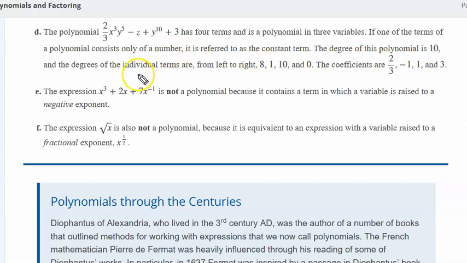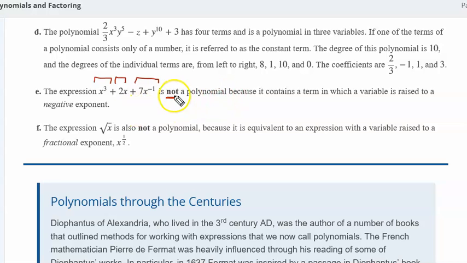As we continue in this example, again, this is one term. This is one term. This is one term. But this expression is not a polynomial because it contains a variable with a negative exponent. That excludes it from being called a polynomial. It's still an algebraic expression, but it's just not classified as a polynomial.